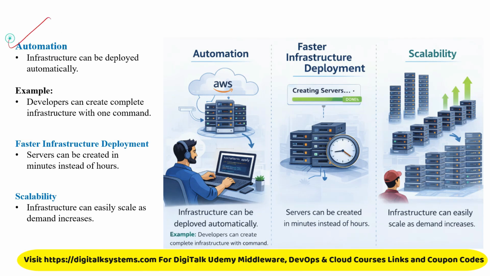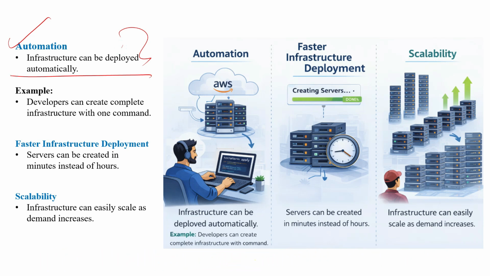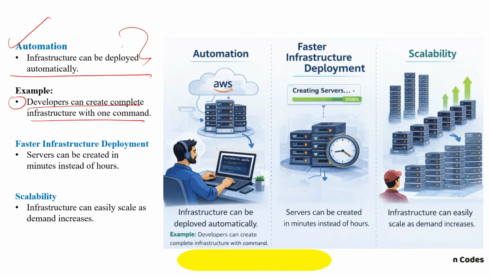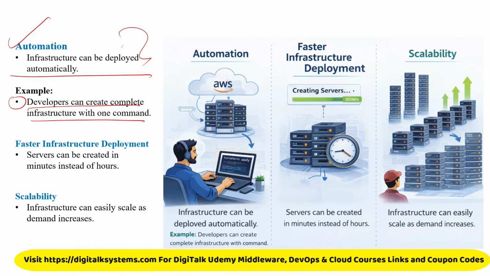So now it is automation. That means infrastructure can be deployed automatically with the help of automation, right? As an example, developers can create complete infrastructure with one command. Suppose you have multiple developers who want to create a virtual machine with some set of software for quick testing. They do not have any dependency on system administrators or cloud engineers, so they can create the virtual machines, build the software, and deploy the applications.